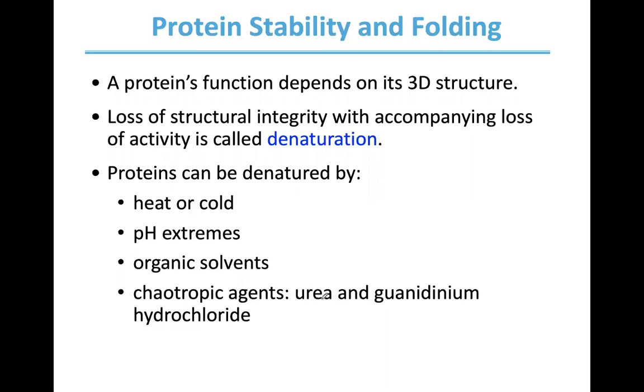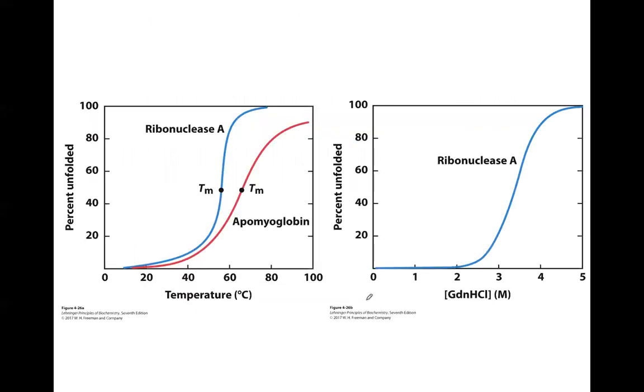And we talked about urea. Urea will break all the hydrogen bonding inside the protein. Same thing with guanidine, guanidinium hydrochloride. And this is the figure showing that, where Tm is the melting point. It's basically the number at which, I think, 50% of the protein is unfolded.